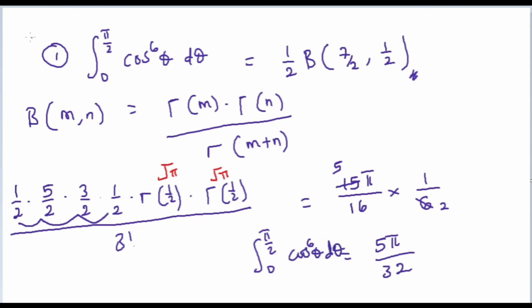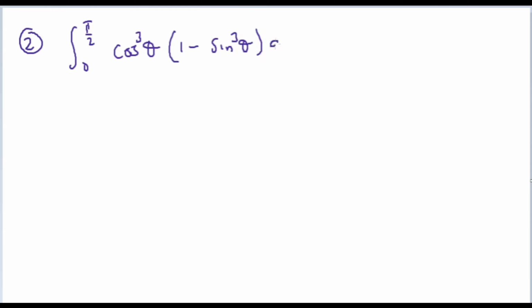So let's move to question number 2. I want to take it step by step. That's why I'm taking it this slow. Question number 2. Now, number 2 is very, very interesting. Number 2 says, still using the boundaries, 0 to pi over 2, cos cube theta into 1 minus sine cube theta d theta.